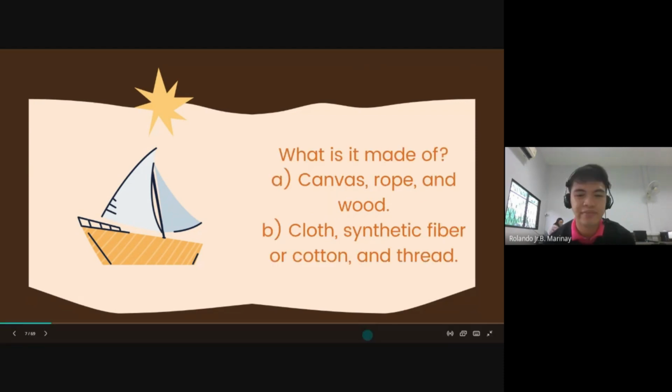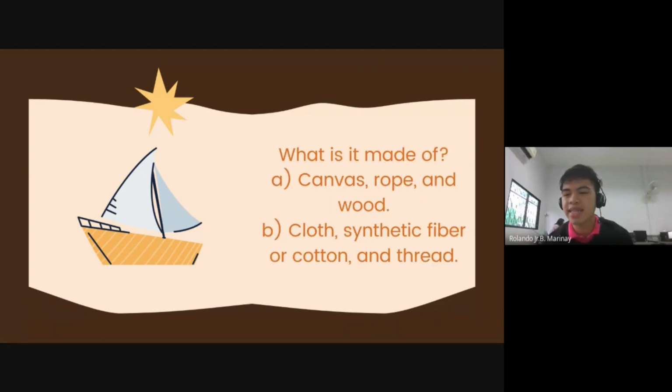And the next question. What is it made of? Is it A, canvas, rope, and wood, or B, cloth, synthetic fiber, or cotton and thread? What is this made of? A, very good. It's made of canvas, rope, and wood.